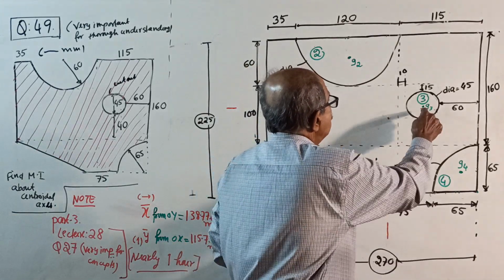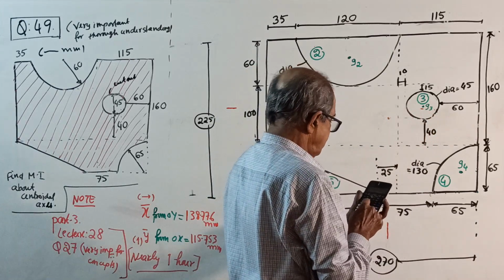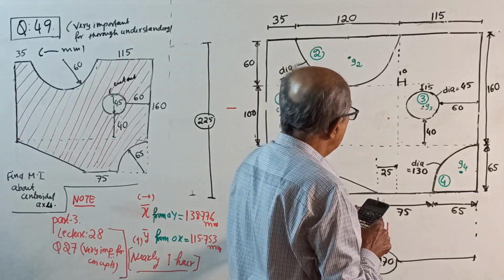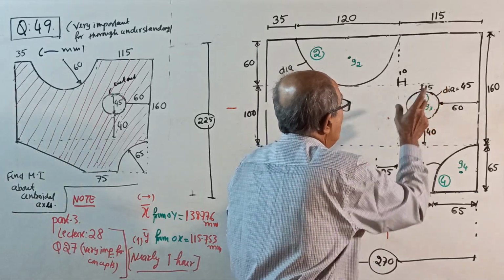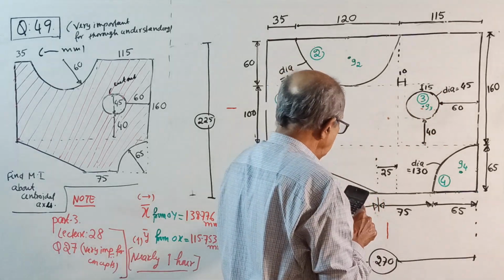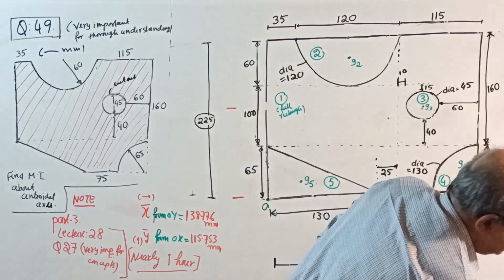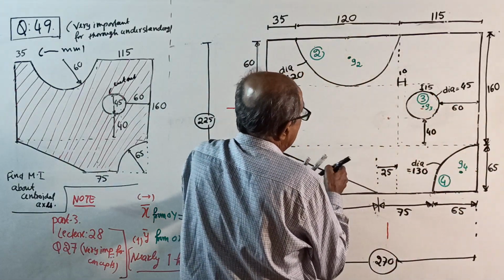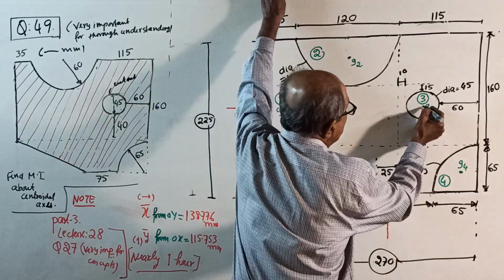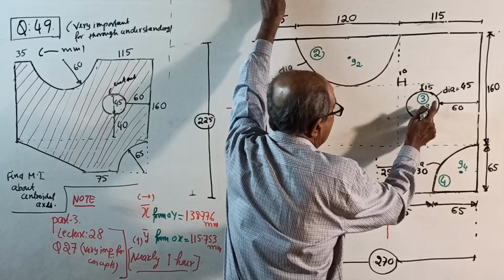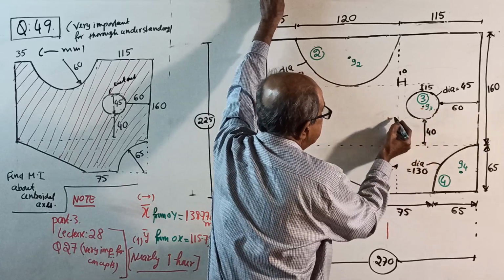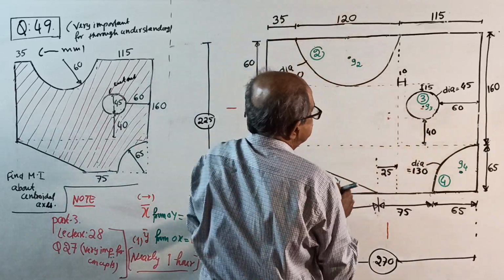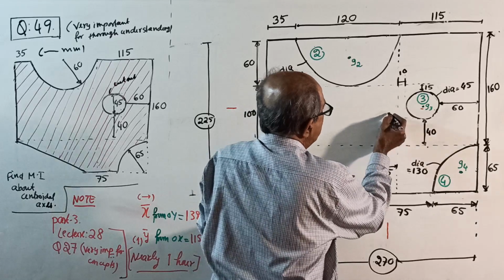Then if you come to the centroid of the circle, see, 65 plus 40 plus 45 diameter means plus 22.5 is 127.5. So the centroid of the rectangle will be slightly below the centroid of the circle, but above this junction. So somewhere here, see, okay, somewhere here. It will be a little here.